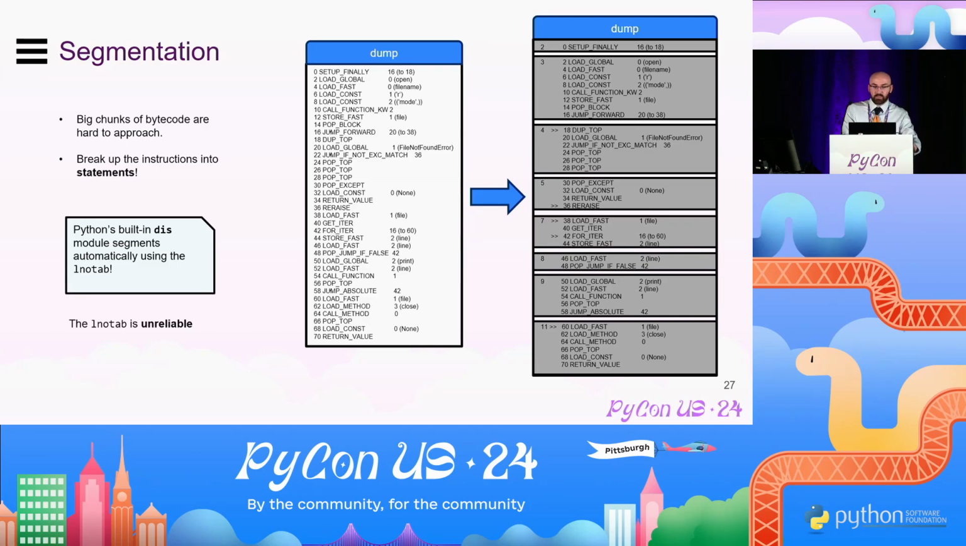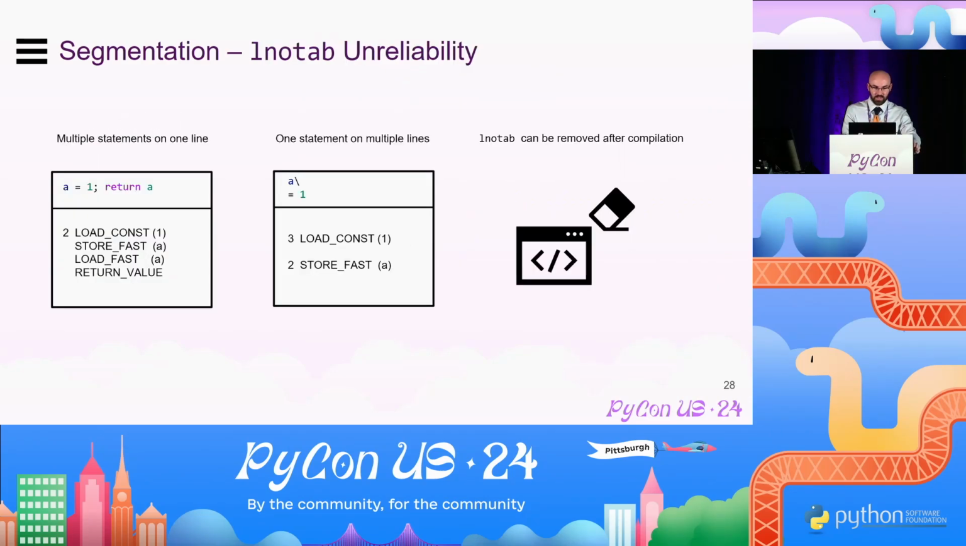But for automatic decompilers, this isn't quite enough because the LNO tab can be unreliable. So just as a word of warning, don't take the LNO tab as your sole source of truth, because you can do things in source code like putting multiple statements on one line or spreading one statement across multiple lines that will cause the line number table to not truly represent the source code statement to bytecode statement mapping. In the worst case, the line number table can be entirely removed after compilation just because it's a debugging symbol, so your script will still run correctly even if it's gone.